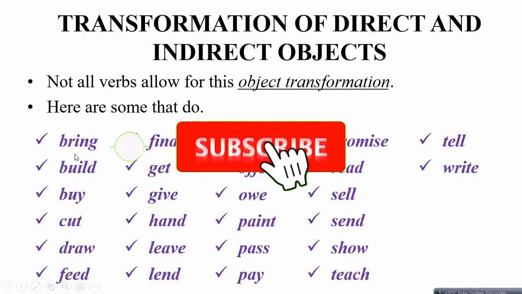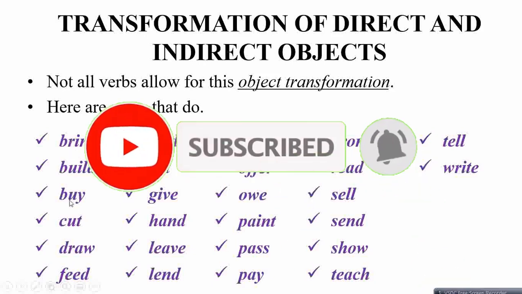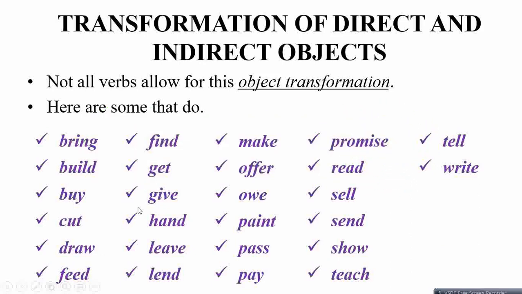Starting off with bring, build, buy, cut, draw, feed, find, get, give, hand, leave, lend, make, offer, owe, paint, pass, pay, promise, read, sell, send, show, teach, tell and write. These are the list of verbs that we are mindful about, that they have so much flexibility that you can do object transformation with them. And what is object transformation?